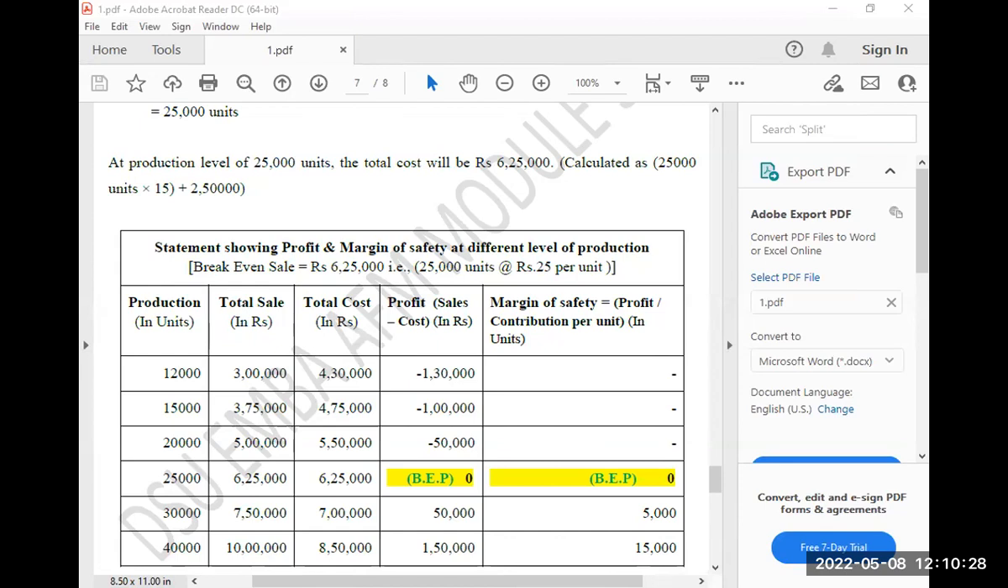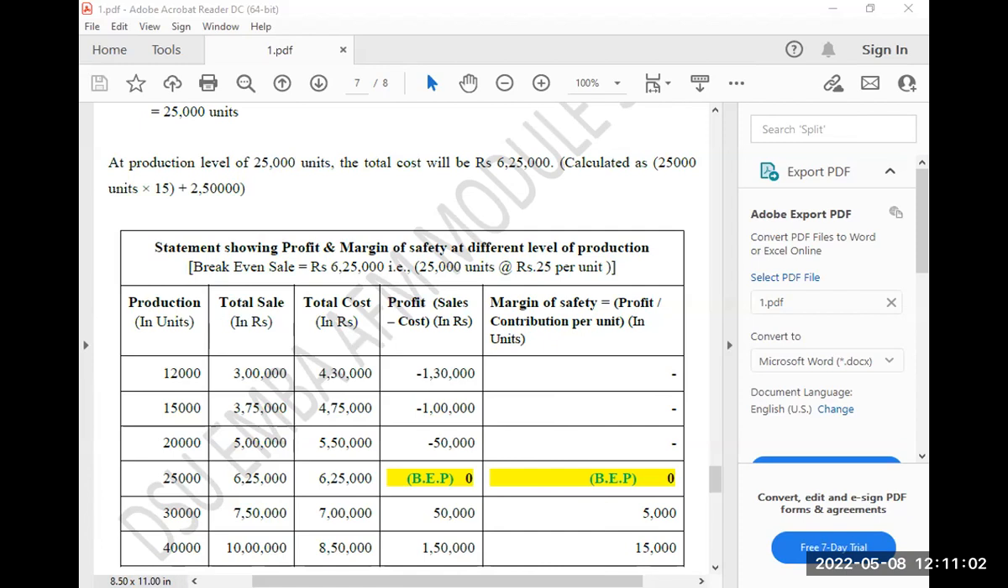We don't know contribution per unit. Why don't we know contribution per unit? Selling price we don't know, which means we can't calculate. Next line: contribution per unit is equal to, just cross multiplication, 6,30,000 divided by 1,20,000. That is equal to 5.25.